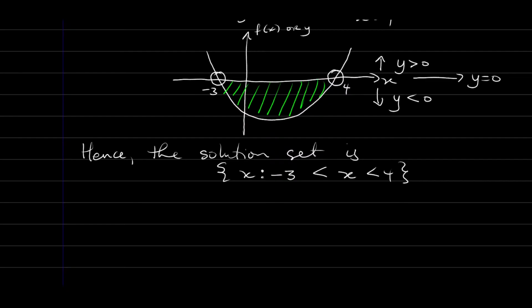Notice that this here is the solution. Minus 3, greater than, less than. So x lies here. X lies in this region. So minus 3 is going to be less than x, and it's also going to be less than 4. Okay, that's how we get this solution over here.